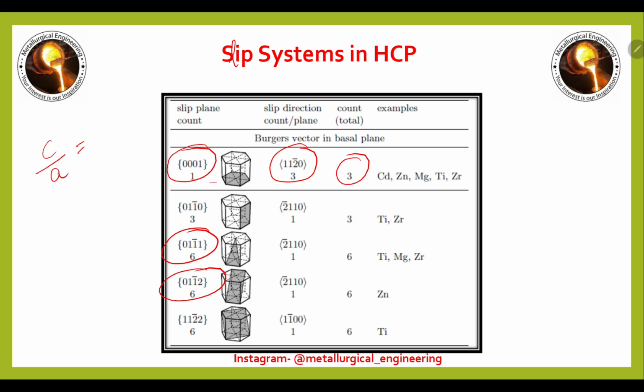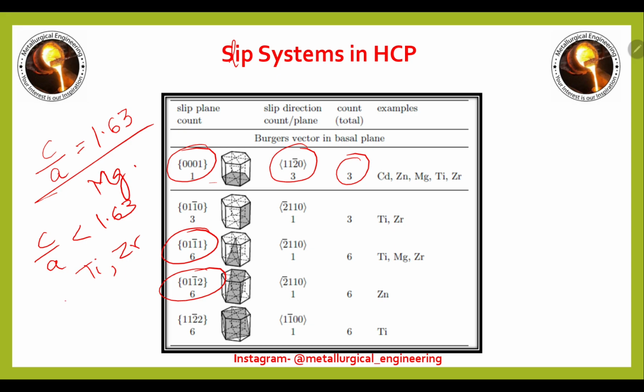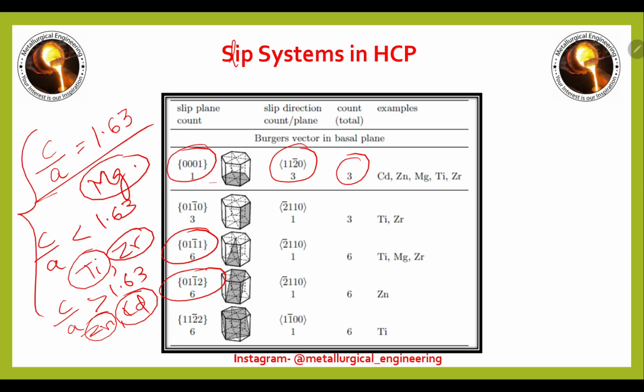For the exact c by a ratio of 1.63, a few metals follow, like magnesium, and whenever c by a is less than 1.63, that follows titanium and zirconium. Whenever c by a is greater than 1.63, that follows zinc and cadmium. So these 3 categories of c by a ratio define the slip system in the case of HCP.